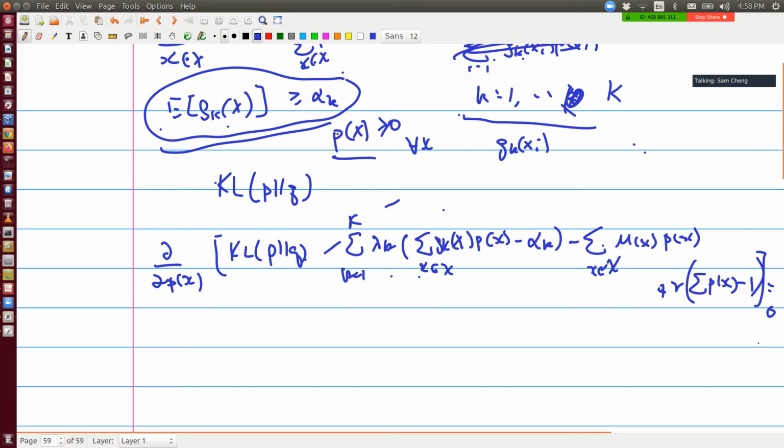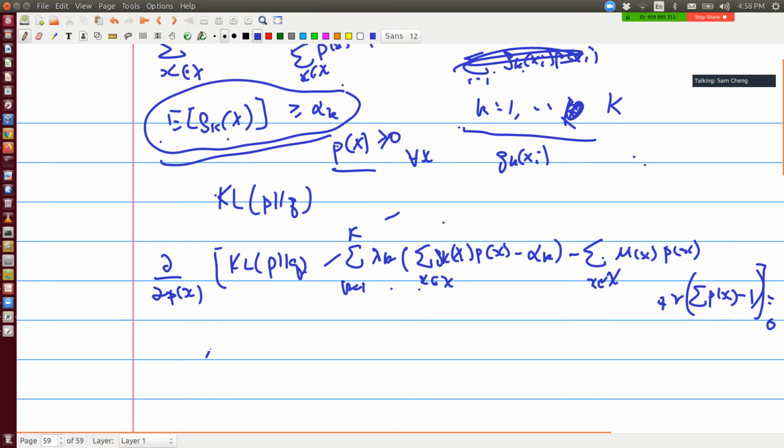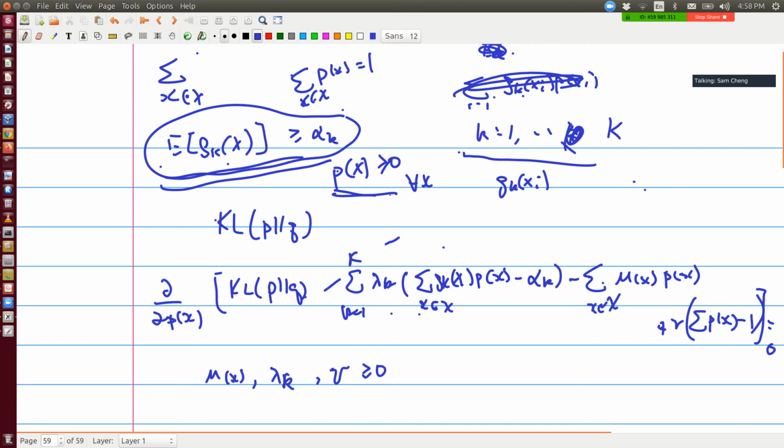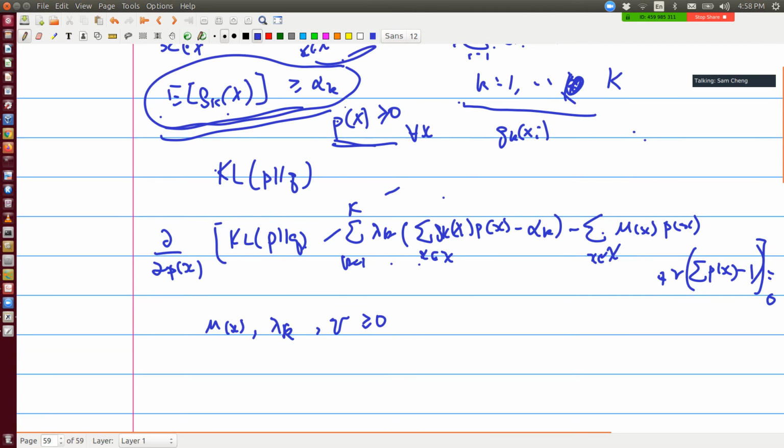And I need mu_x, lambda_k, nu, all of them should be bigger than or equal to 0. And also the original constraints should be satisfied. This one and this one should be satisfied. And we also have the complementary slackness conditions: this one is equal to 0, this one equal to 0, and this one is equal to 0.